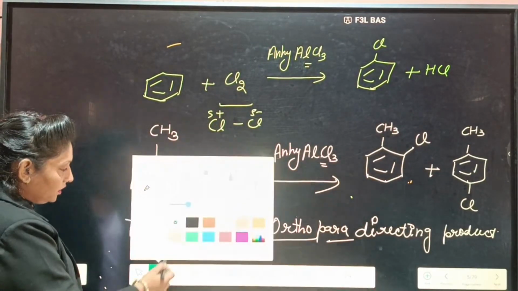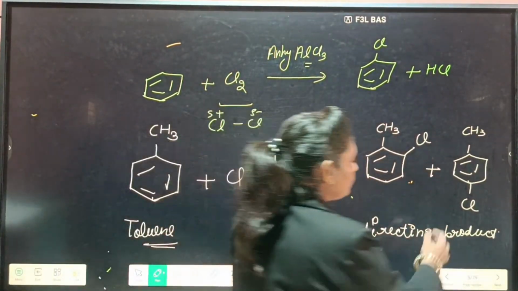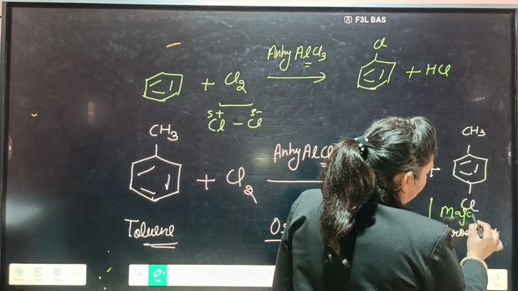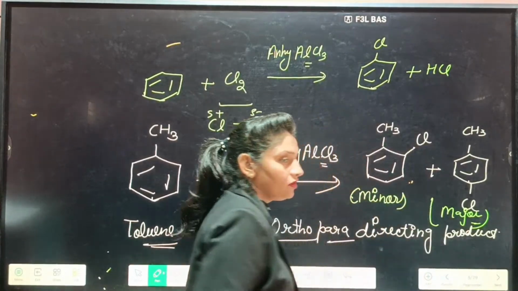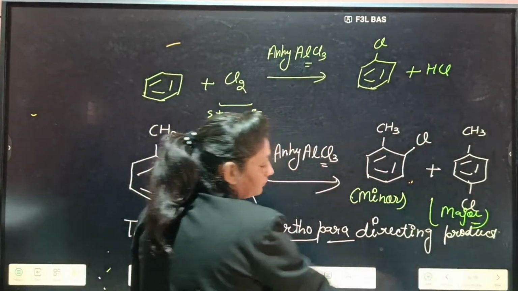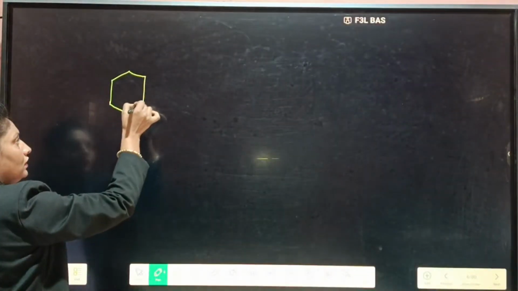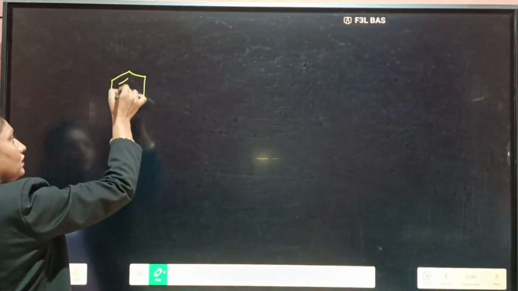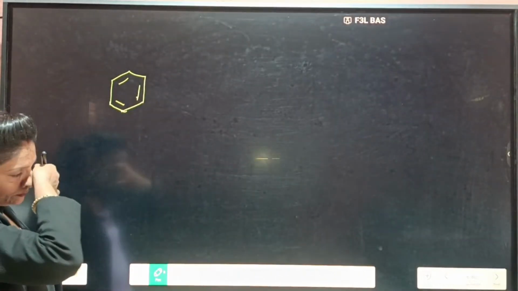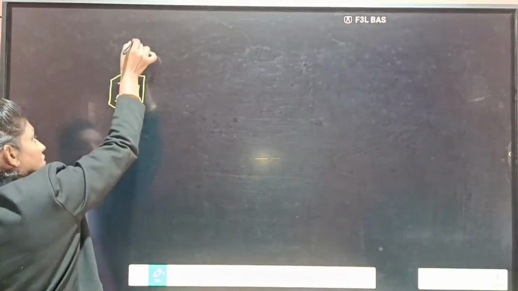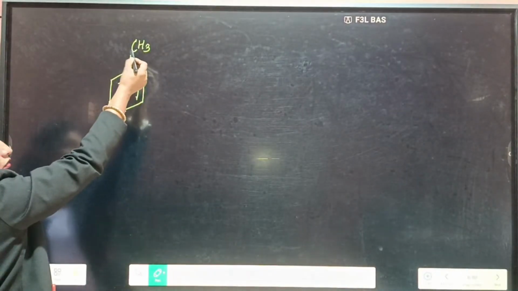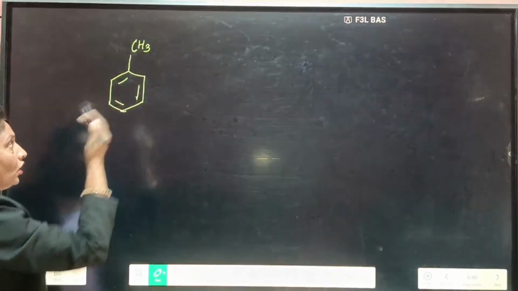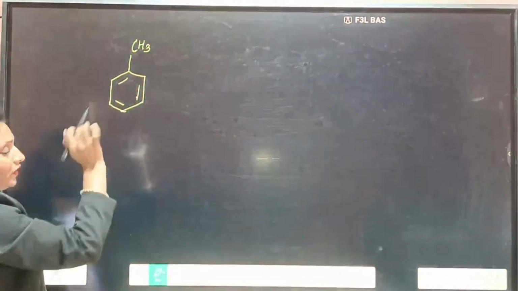And here, between these, this para is more, or we can say major, and this one is the minor. Now why is it? You are having CH3. Students, try to understand. If this releases electrons, then students, where do the electrons come?